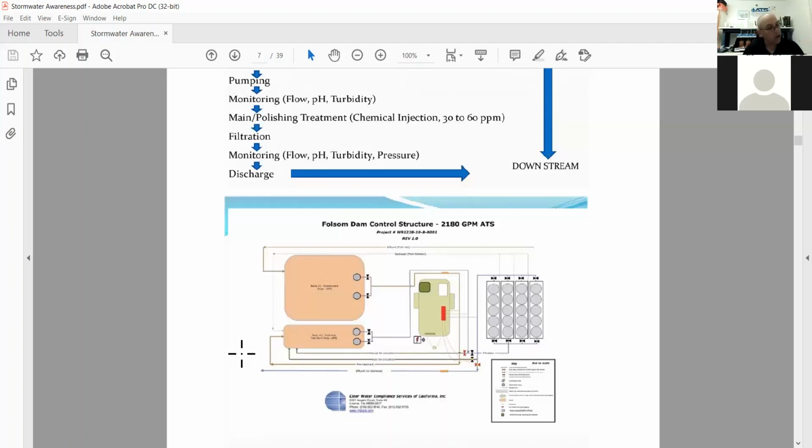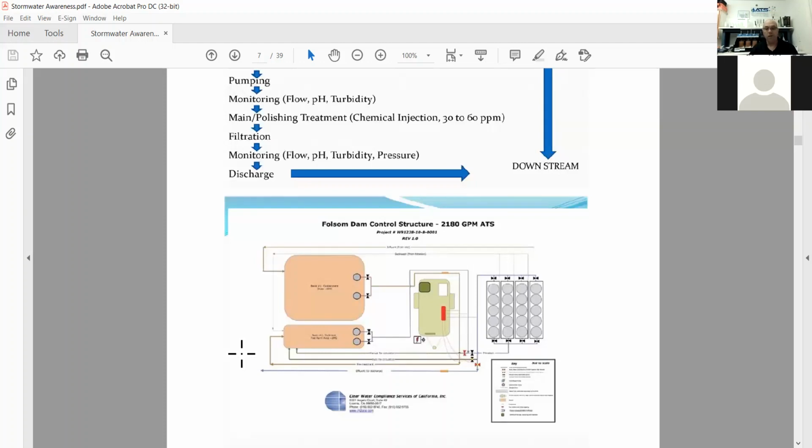Now, I had an interesting question come in a couple of days ago: what is the difference between an active treatment system and a dewatering system? A lot of these questions are starting to occur because of the Department of Transportation, and there's some confusion when they call out an active treatment system and they're actually using a dewatering system.